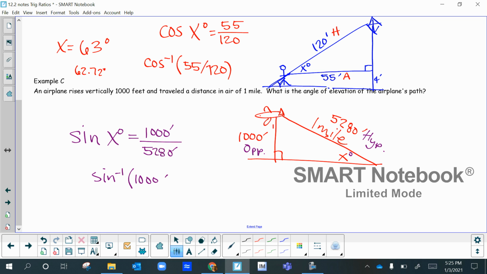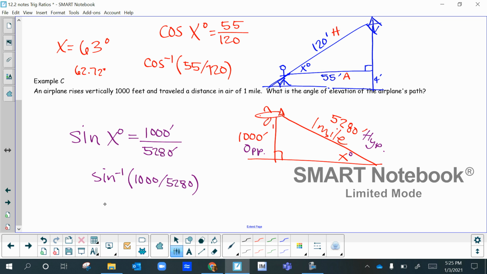And you don't have to write this out every single time, but I want to write it out for the notes so you know what to press. So hit the second function, make sure it's on the inverse. Mine still is from the last problem. And so now I'm going to press 1,000 divided by 5,280. And then I'm going to hit inverse sine.